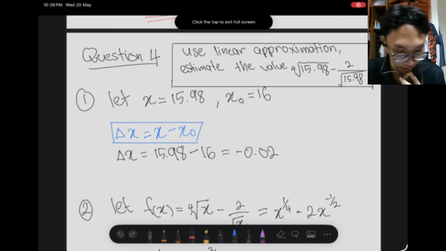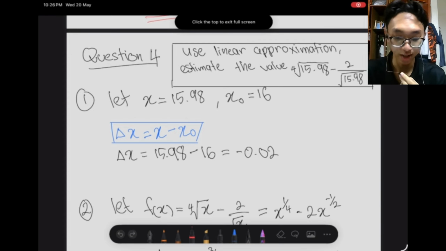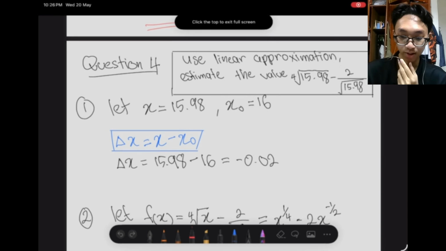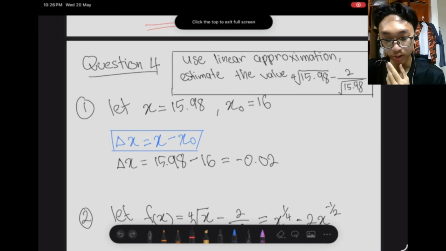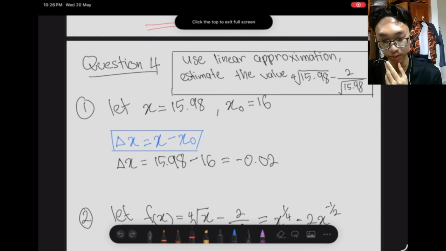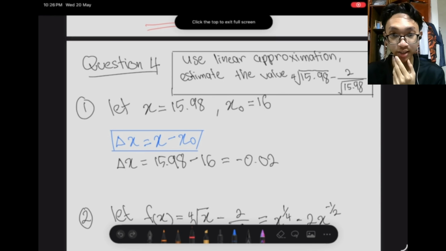Okay, now we are going to look at question 4. So the question says, use linear approximation to estimate the value of 4 root 15.98 minus 2 over square root 15.98. So for this question, we will use 3 steps.